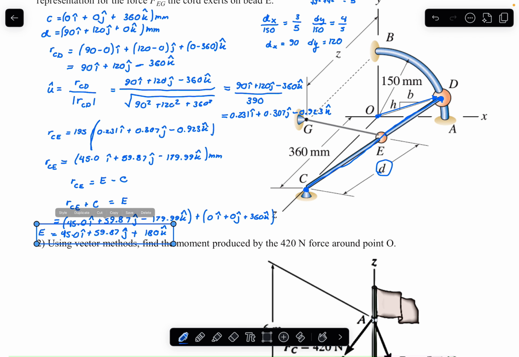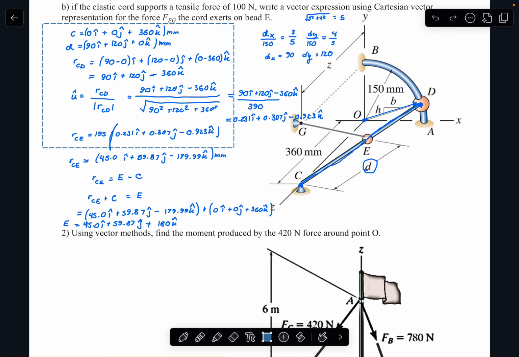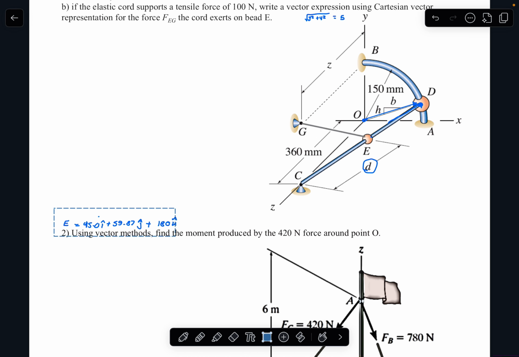Now, make sure you completely understand everything if you need to rewatch this part. Now I'm going to erase this and we're going to do part B. And I'm only going to keep the answer for E.